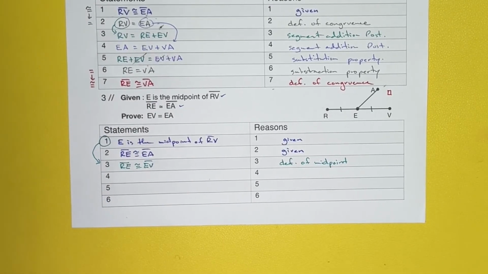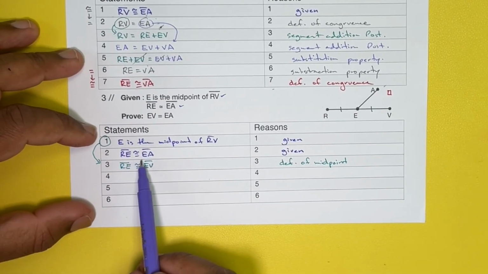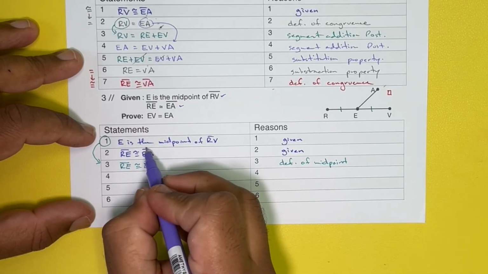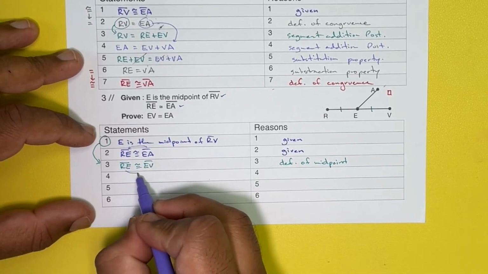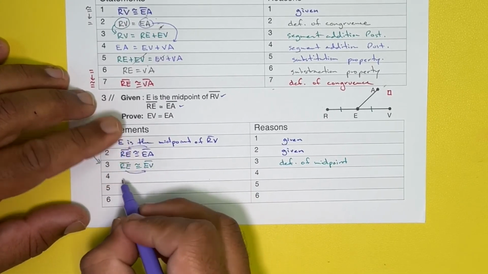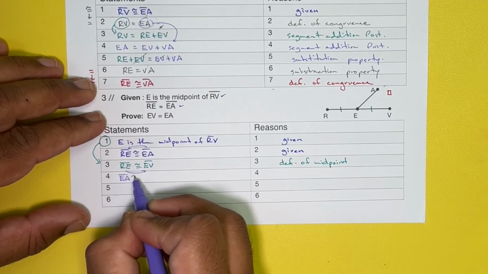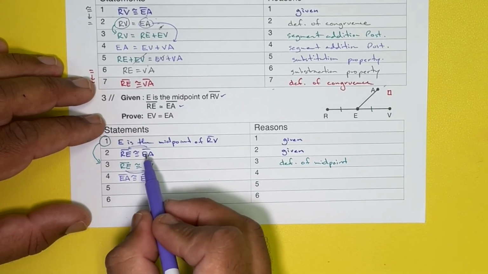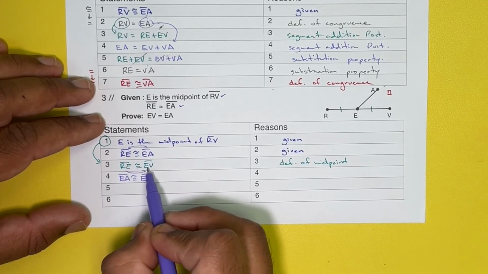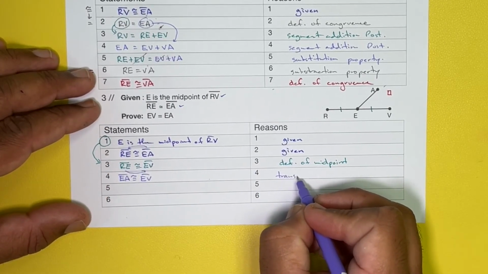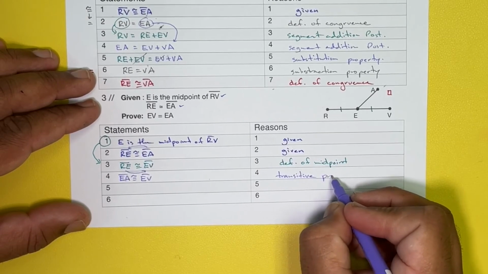All right. Now I've got RE is congruent to EA. I've got RE is congruent to EV. I should recognize I got RE in both of those. So if EA leads to RE and RE leads to EV, I can get rid of the middleman here, and I've got EA is congruent to EV. Anytime I go from one thing to a second thing to the third thing, and then conclude that I can go from the first to the third, that is the transitive property that allows me to do that.